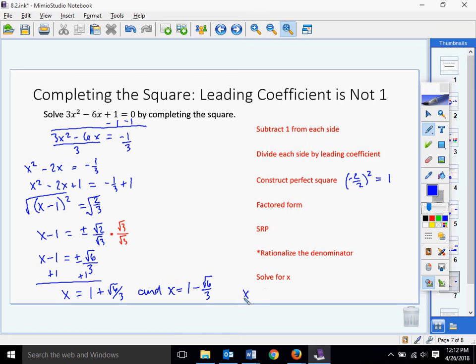That gives me two answers. The first one is 1.82. The second one is 0.18.